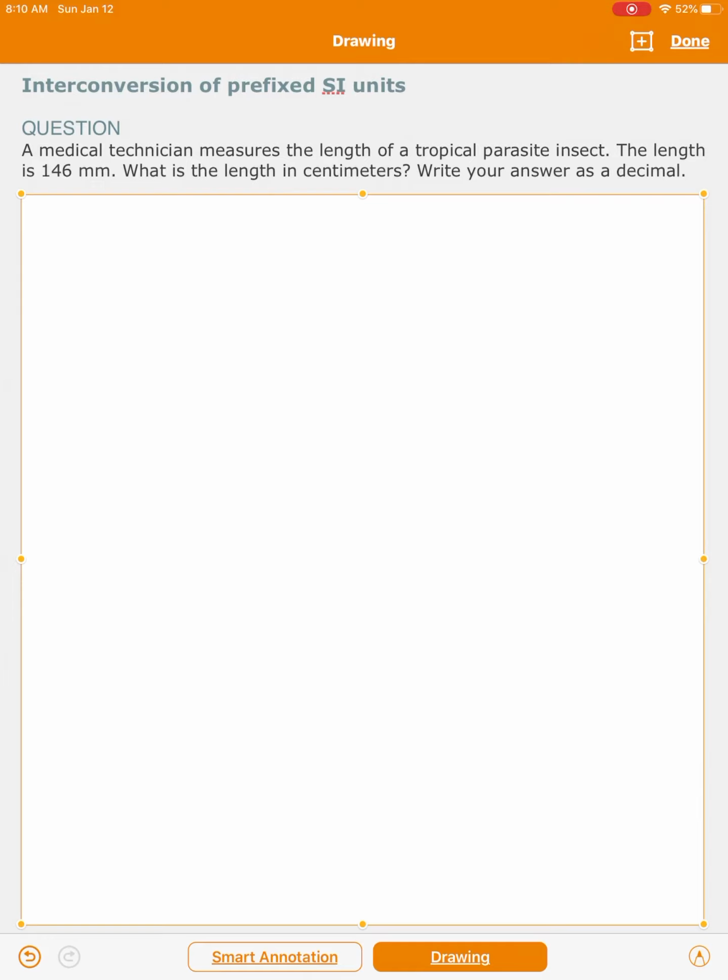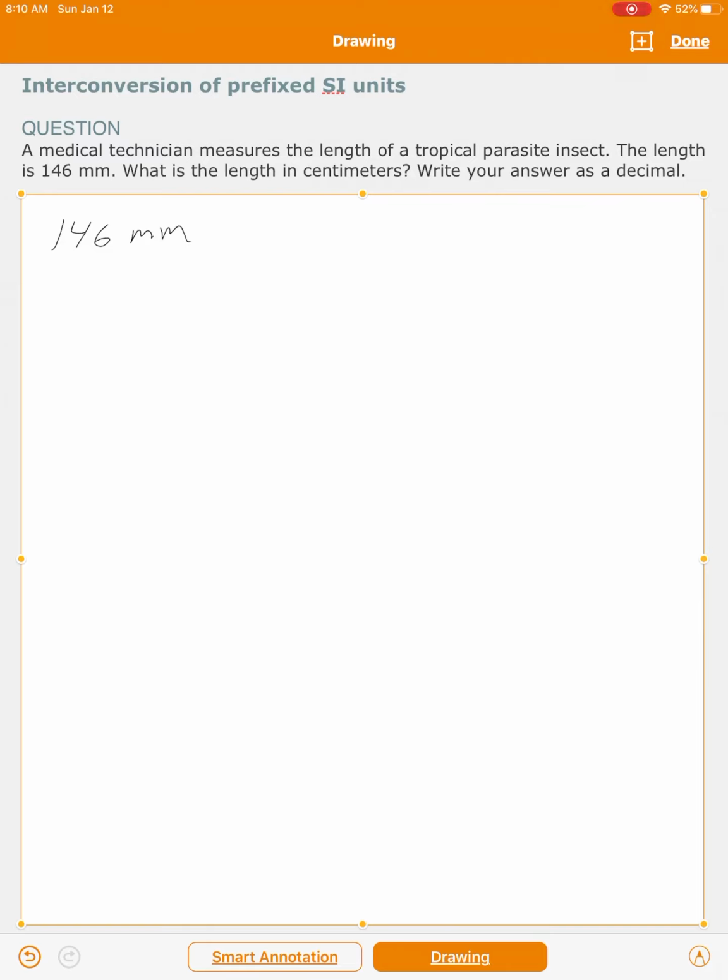And so I'm going to show you the method that I use to do this type of problem. And again, as you go through problem solving, there are different strategies we can use to solve the same kind of problem, but I'm going to show you the method that I use. And that is, the first step is to turn it into the base unit. So I'm going to write the number down here, 146 millimeters.